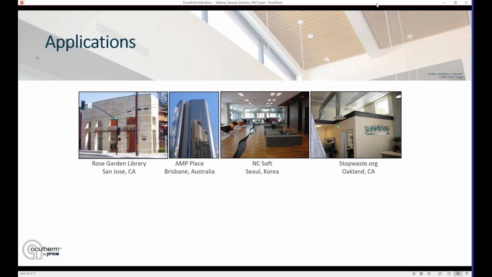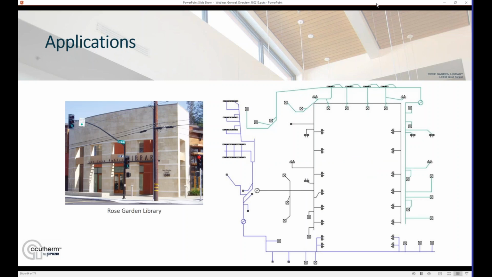So taking those few design principles, let's take a look at a couple of applications and how they've been applied. So this is a library. The zoning in this building was done using multiple air handling units or multiple rooftops in this case. And what that really meant was no need for reheat.